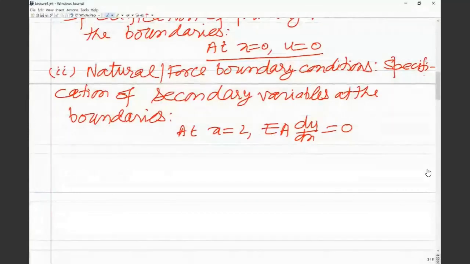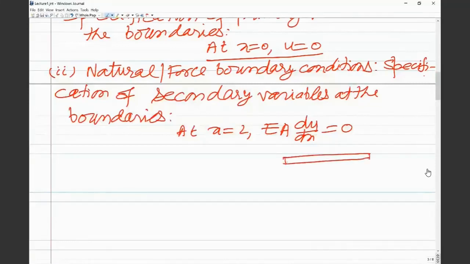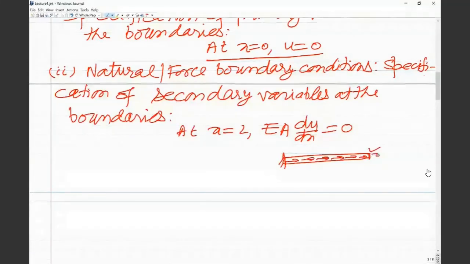At a given boundary, EA du/dx is equal to 0 at x equal to L. But we are applying a uniformly distributed load, no? Yes, we are applying the uniformly distributed load, but if you look at the rod, this is the distributed load. This end is free. At this end, there is no force. That is how EA du/dx is equal to 0.